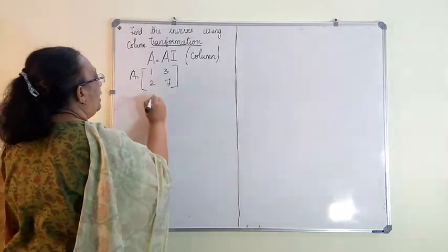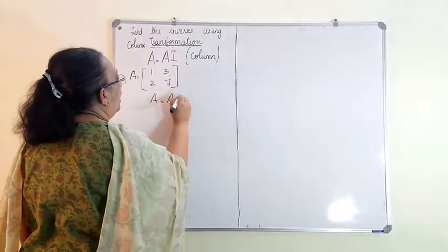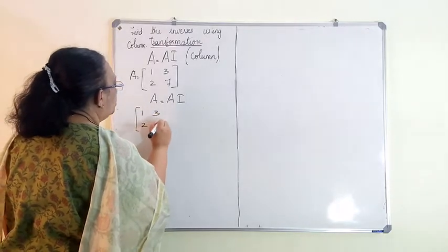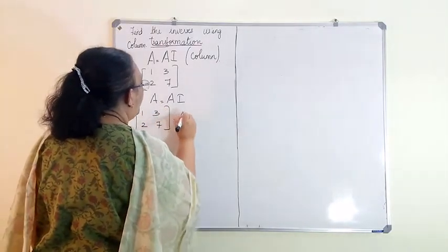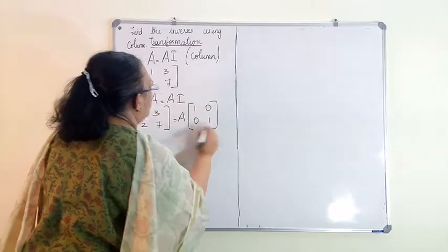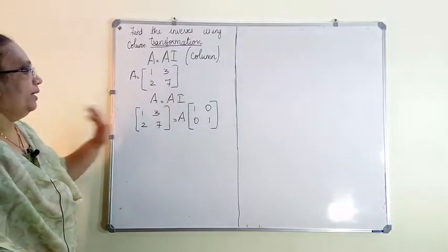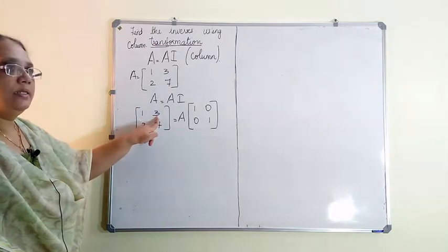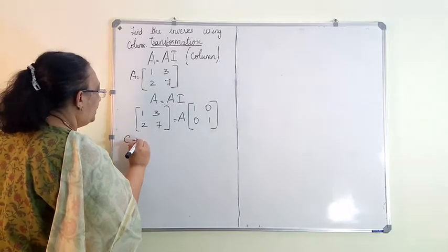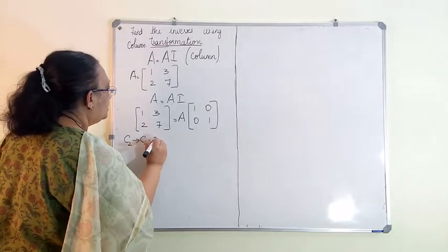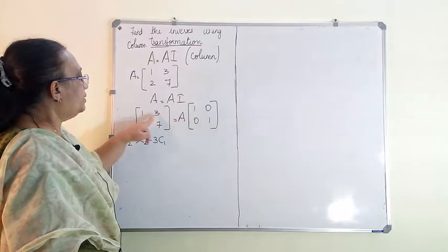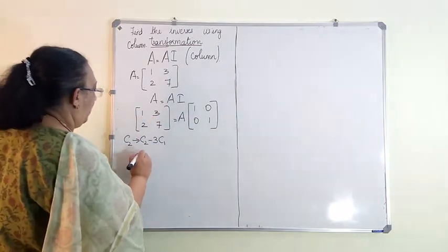So, I will write first A is equal to A into I. That is 1, 3, 2, 7 is equal to A into the identity matrix 1, 0, 0, 1. Here I have to make the identity matrix. Okay, here it is 1. Now this one I have to make it as 0. So what I will do is C2 is changed as C2 minus 3 into C1.